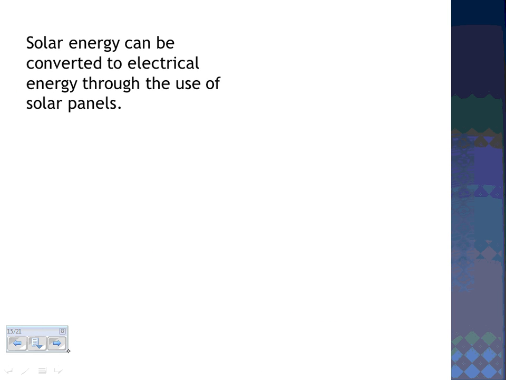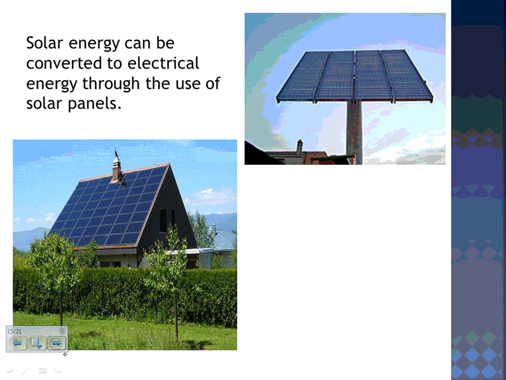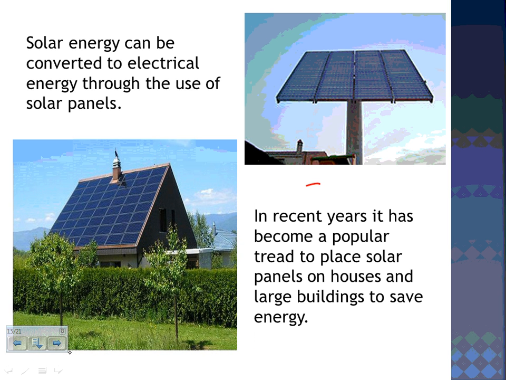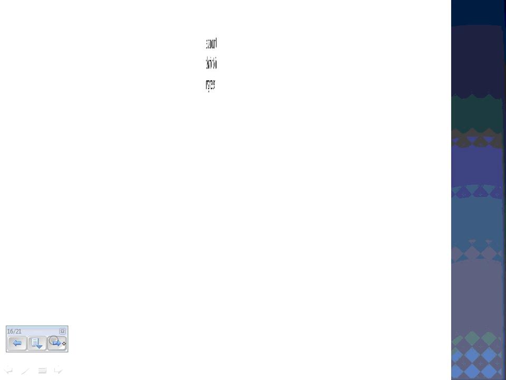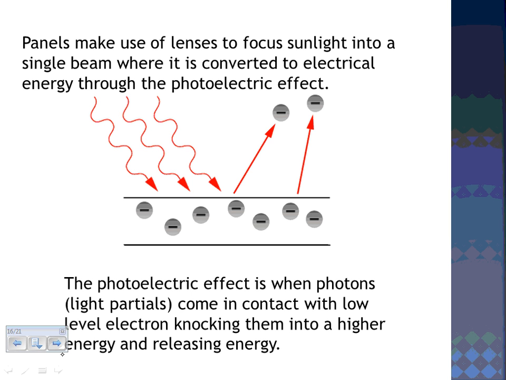Solar energy is converted to electrical energy through solar panels, which today people put on houses through commercial availability to save energy. These panels focus the photons into a single beam where they knock into low-level electrons, knocking them to a higher energy state, producing energy.